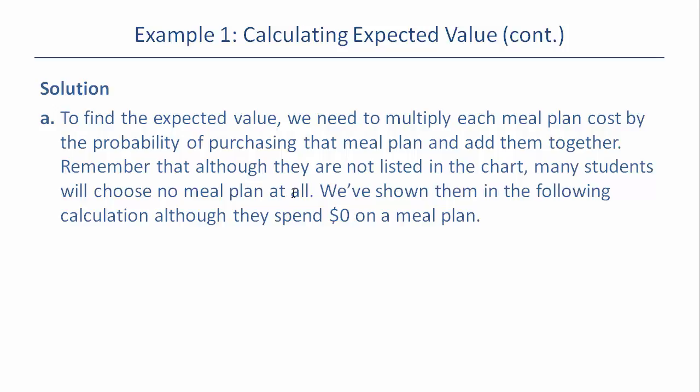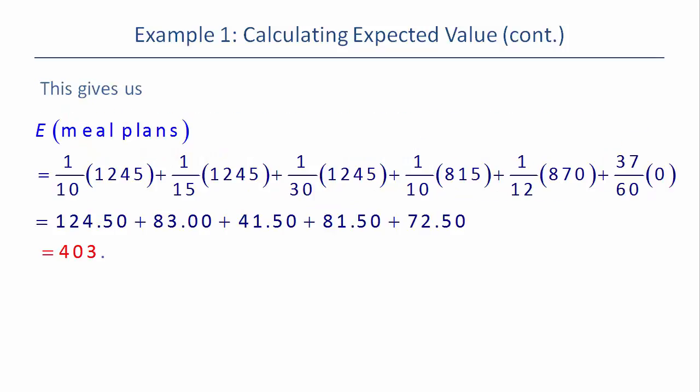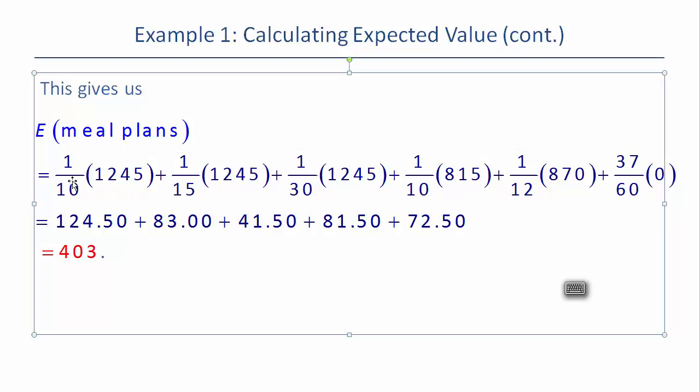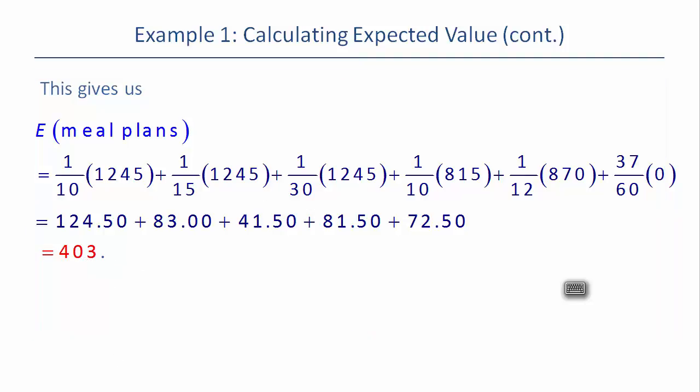Okay, so part A, we're talking about here that there is that zero component that we already talked about, the zero being the people who didn't get any meal plan at all. And that's what we have down here at the end, the 37 over 60 times zero. So you can see we've taken each probability times the cost of the meal plan, add those all together, and we get 403. So what does 403 mean?